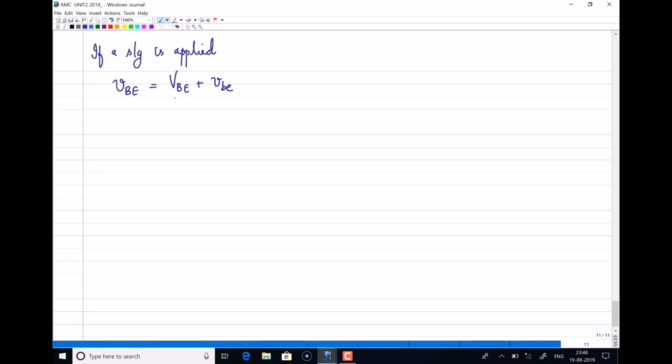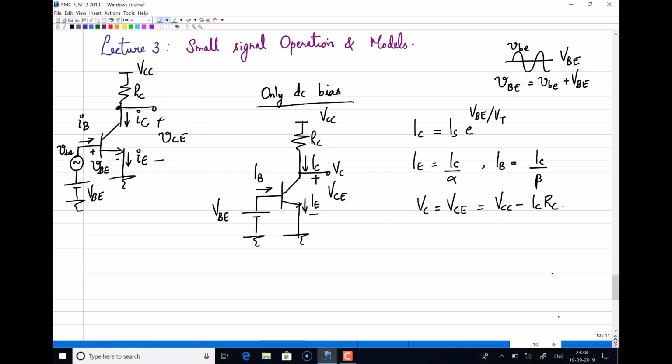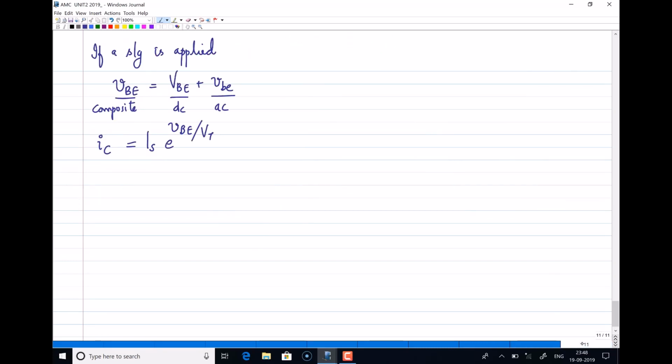Since we have a DC voltage and an AC voltage, and this is the composite signal, I can write the composite current here. So iC is equal to Is into e to the power of vBE by VT. What we are doing here is looking at the relationships of DC currents and AC currents, right?